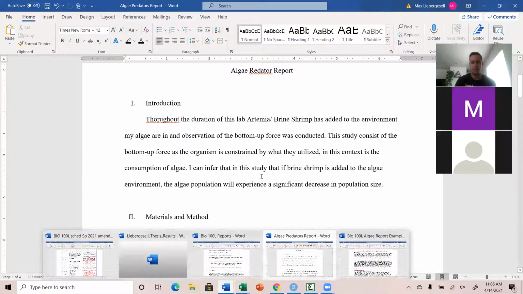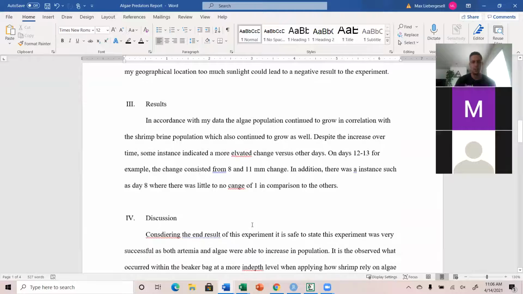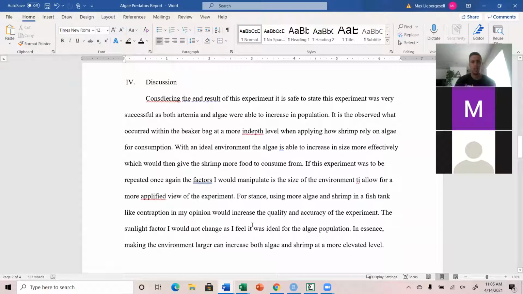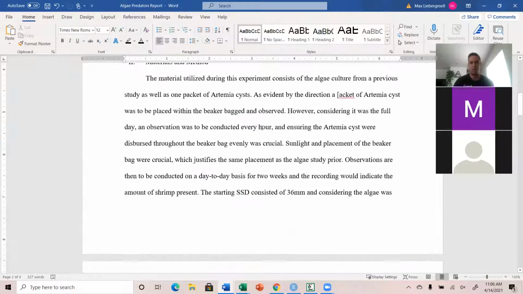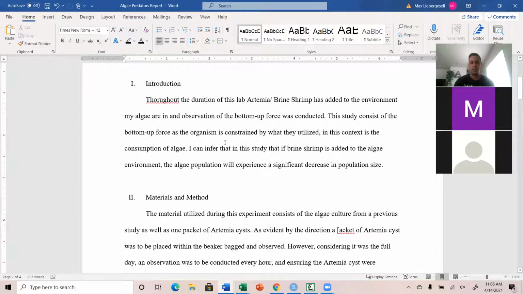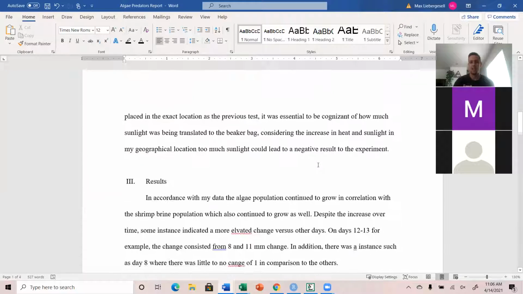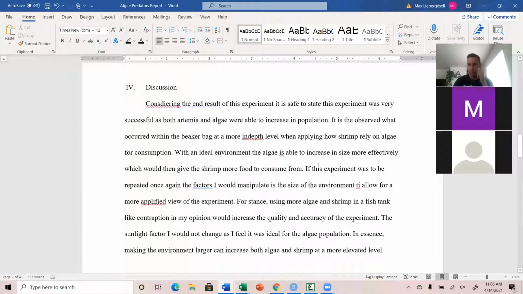All right, now let's go to the discussion. So this discussion jumps off with, considering the end result of this experiment, it is safe to say the experiment was successful as both the Artemia and algae were able to increase in population. Well, according to their hypothesis, they can infer that if the brine shrimp is added to the algae environment, the algae population will experience a significant decrease. So make sure we're relating the discussion to our hypothesis and to what we've set up in the previous sections.